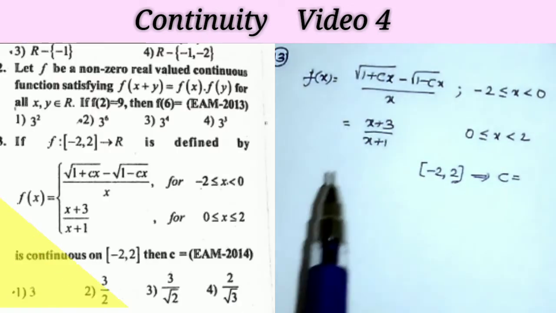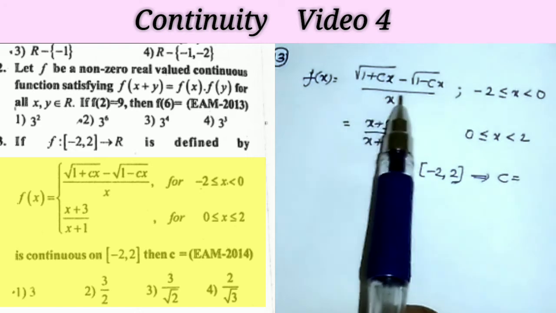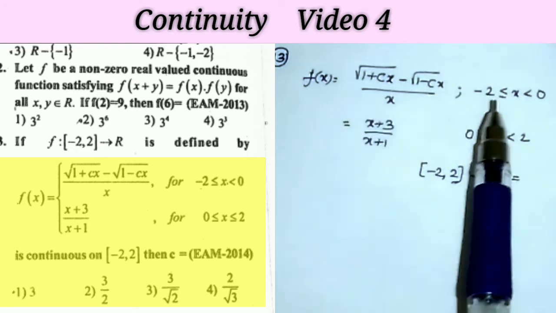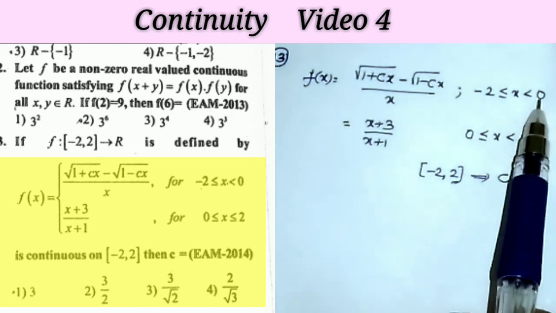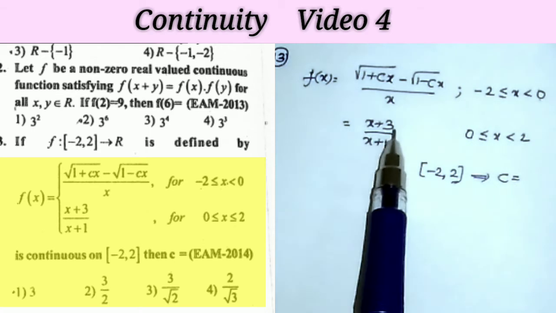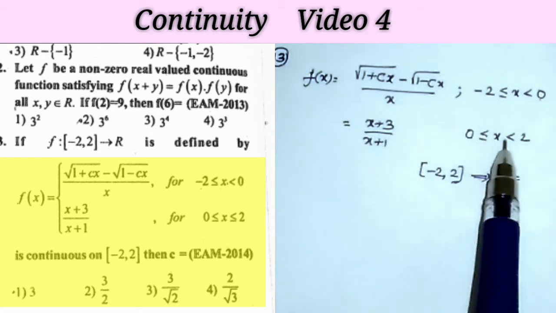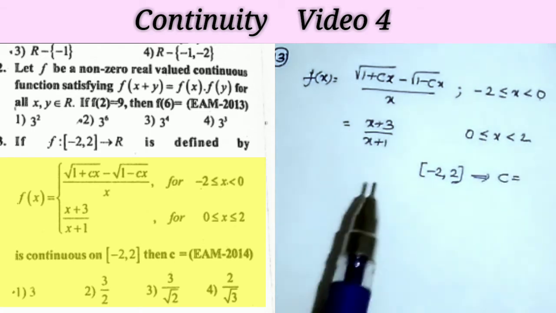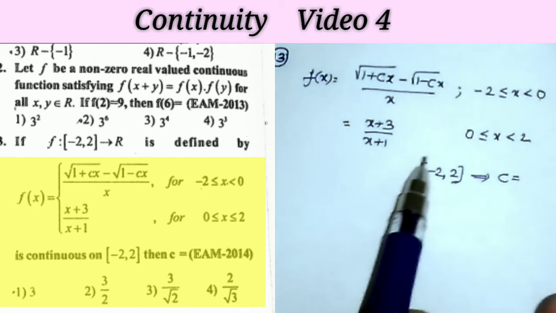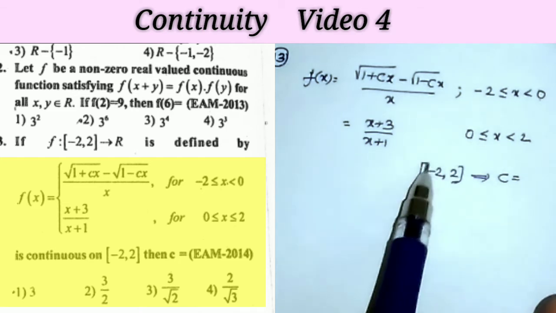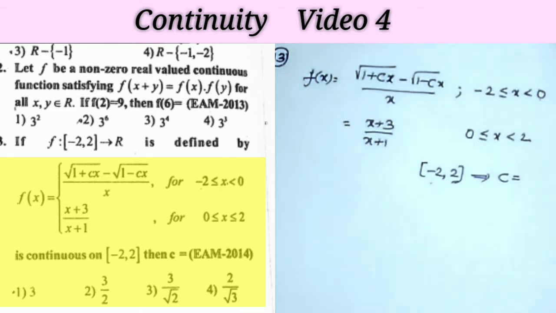Now the next question. f(x) is equal to (√(1+cx) − √(1−cx))/x for −2 ≤ x < 0, and this is (x+3)/(x+1) for 0 ≤ x < 2, and also given that the function is continuous on the closed interval [−2, 2], then what is the value of c?